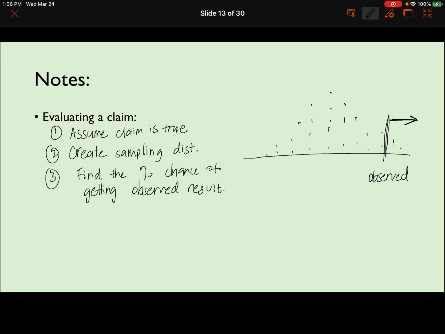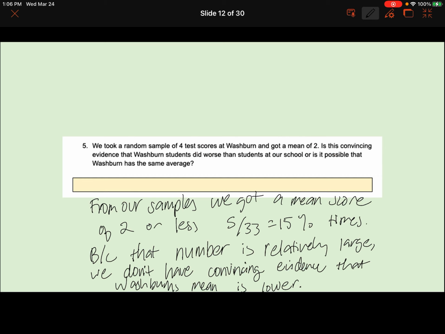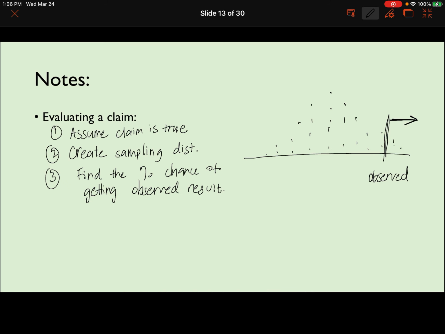And whether it's greater than, like in this case, or less than, like in this case, just depends on the problem. So if the observed result or something more extreme, and I'll explain what that means in just a sec as soon as I write down those words. We're never just looking at, okay, what's the chance of literally getting exactly this value? It's always that value or something even more extreme.